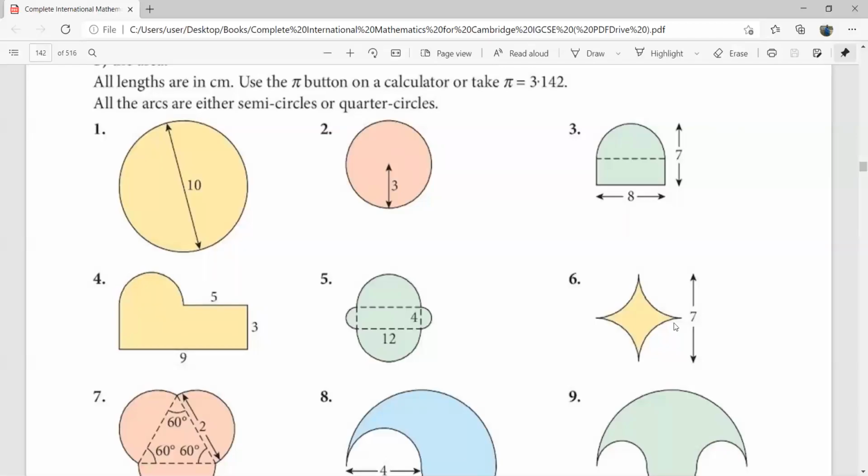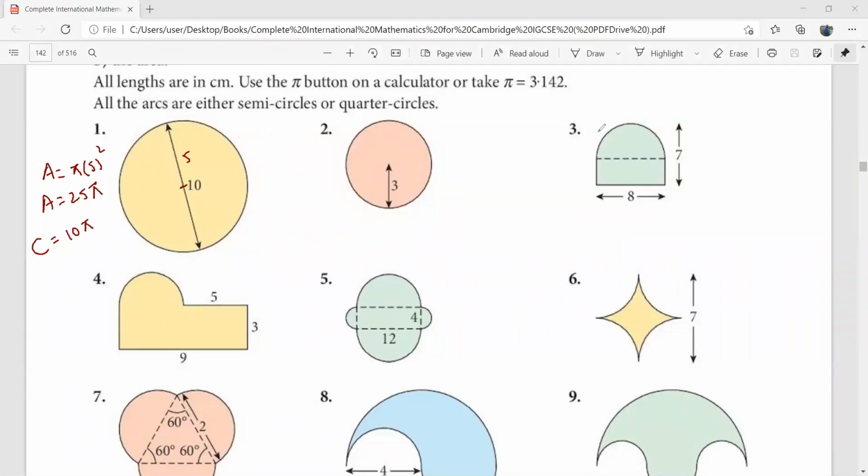So let me tell you how to find these areas here. Question number 1 and 2 were simple circles. In these two questions, let me tell you again, since your radius is 5, the area is going to be pi into 5 square. So this is 25 pi, and then you can use your calculator. Similarly, the circumference would be 2 pi r, so that is 10 pi.